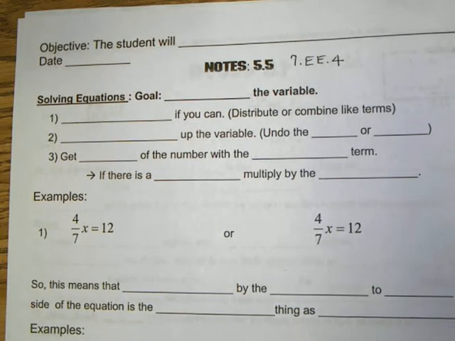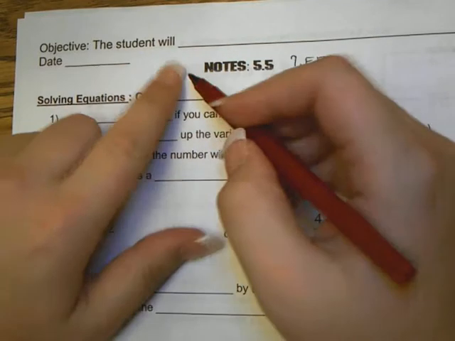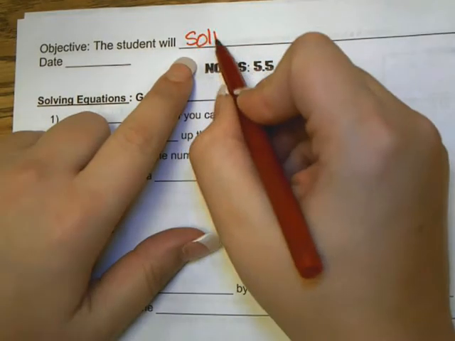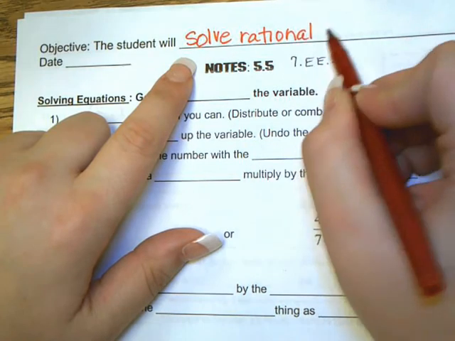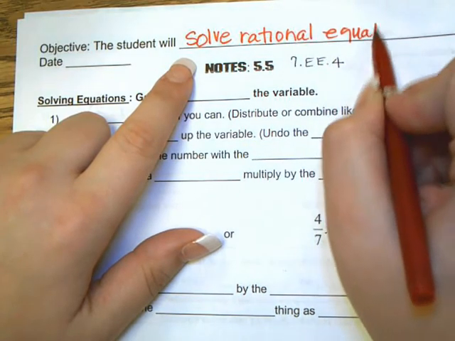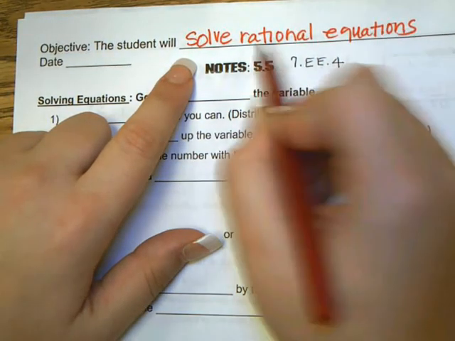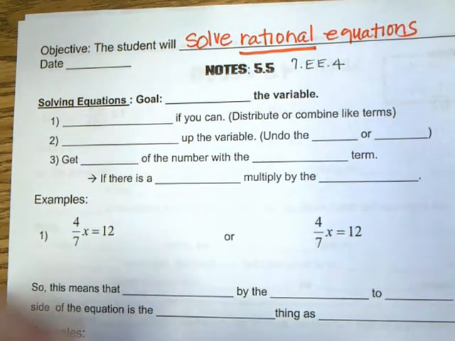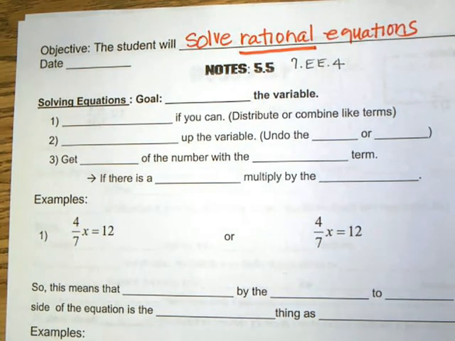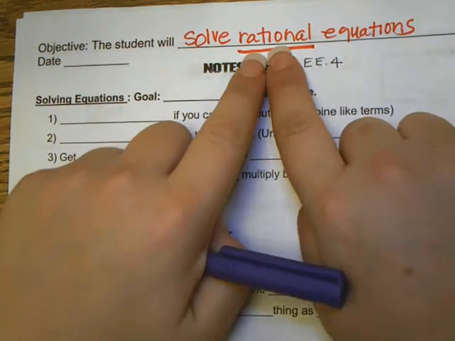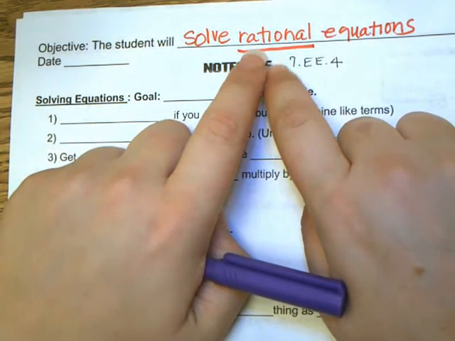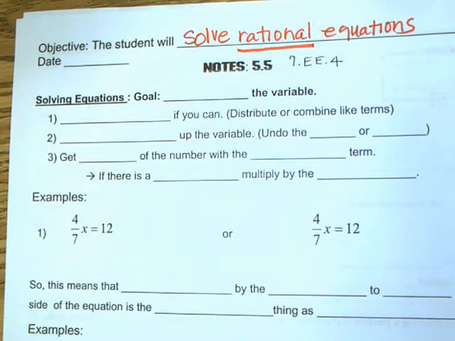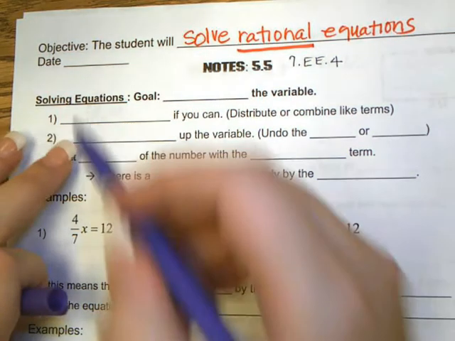Today's lesson, the student will solve rational equations. So hopefully right now you're thinking about what the word rational means, and hopefully you're like, oh yeah, we learned last chapter that rational means anything that can be turned into a fraction. So we're going to solve equations that have fractional numbers.